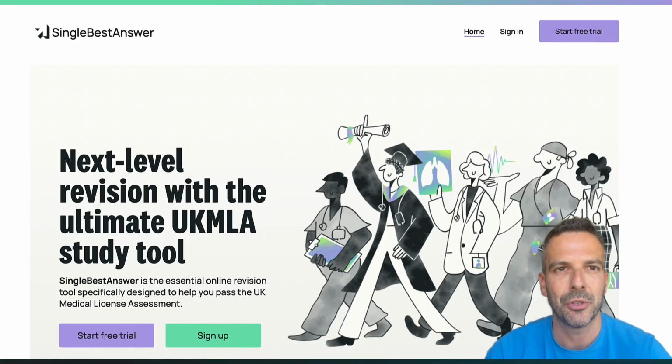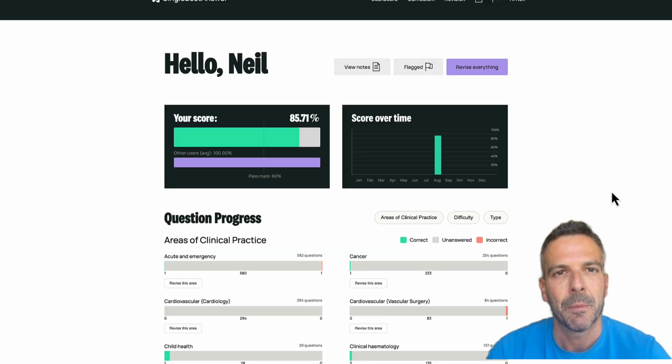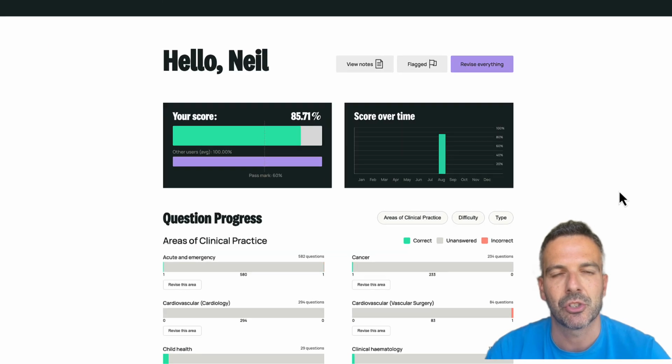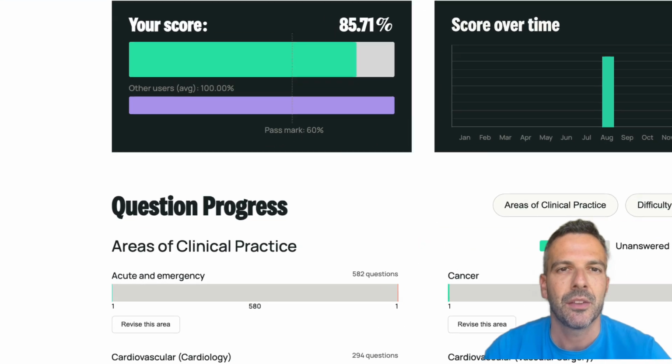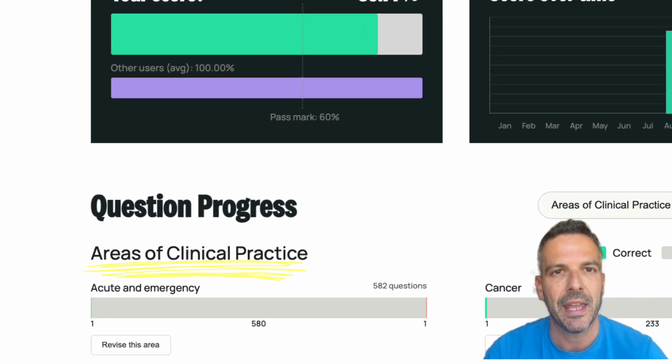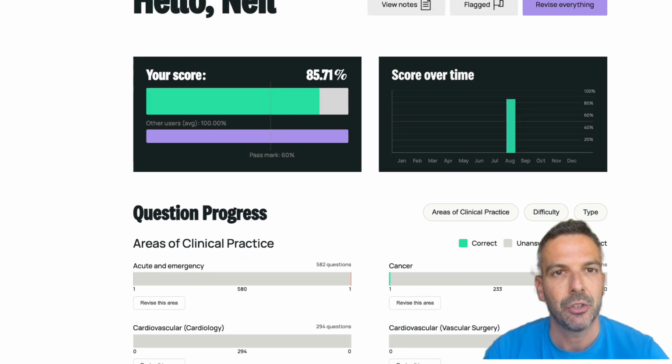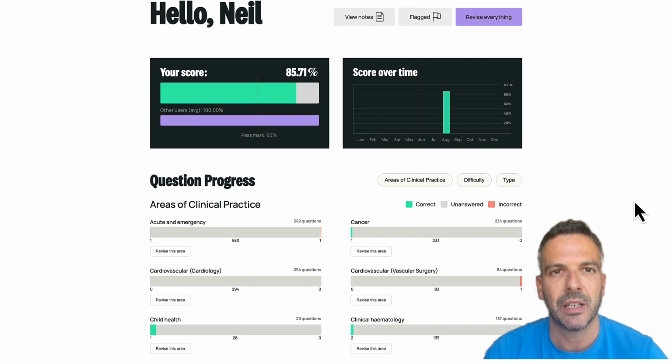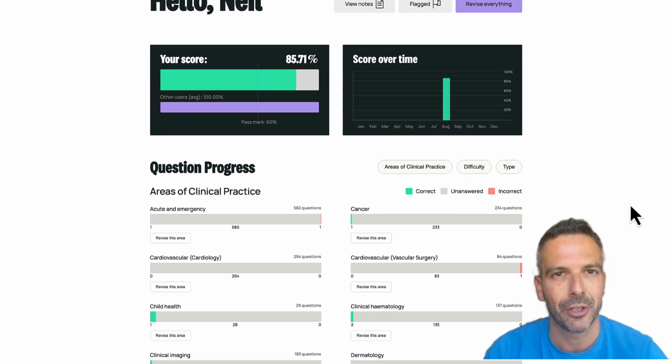Are you revising for the UK MLA examination and find questions that have radiology images particularly challenging? Single Best Answer is the platform for you. Not only can you customize your revision more than any other platform, it has the areas of clinical practice laid out exactly as the GMC MLA content map has it. So here you can click on clinical imaging specifically and do questions here to sharpen those radiology skills.